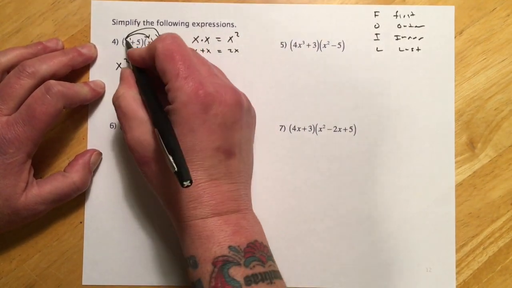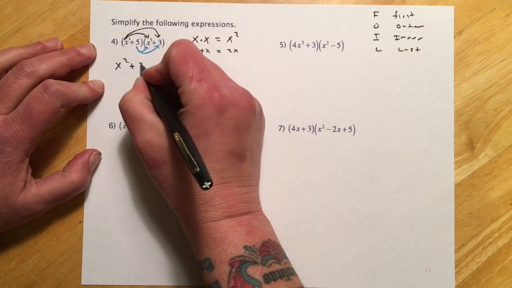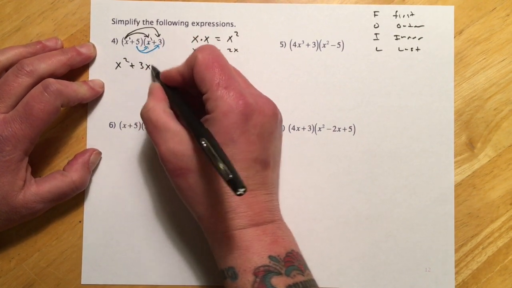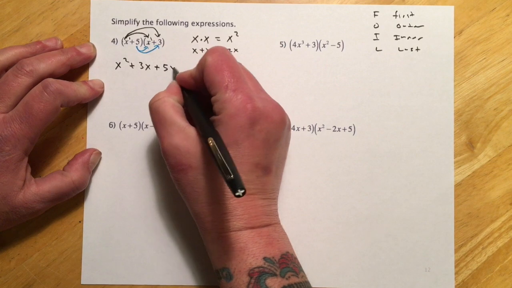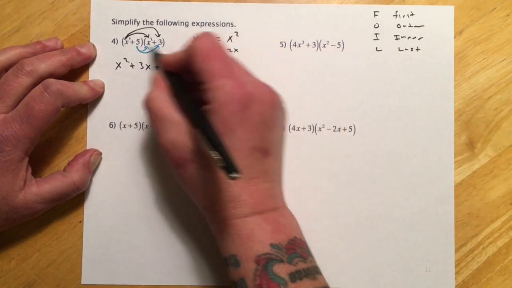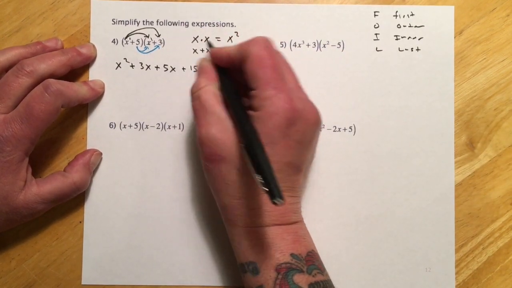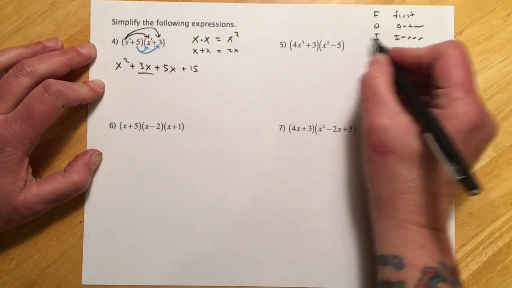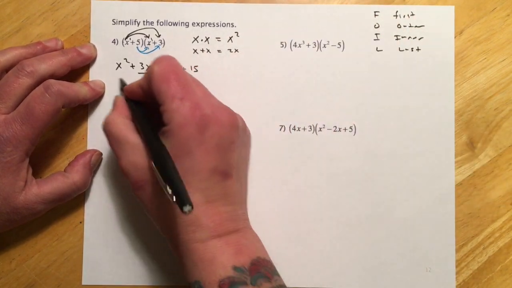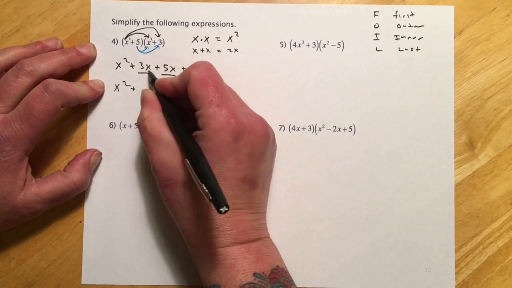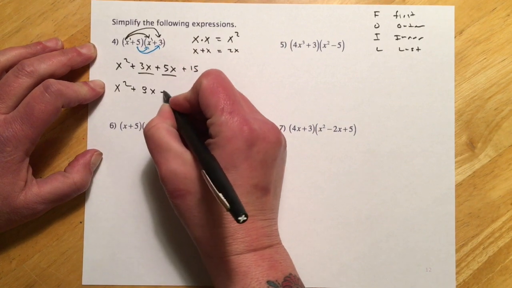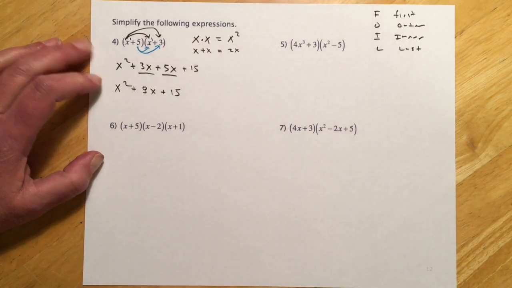So here on the outside, I'm going to have x times 3, so 3x. On the inside, I'd have plus 5x, and then on the last, I'd have plus 15. Very often, the outer and inner terms will collect, not always, but often. And then that's going to give me 8x, and then plus 15.